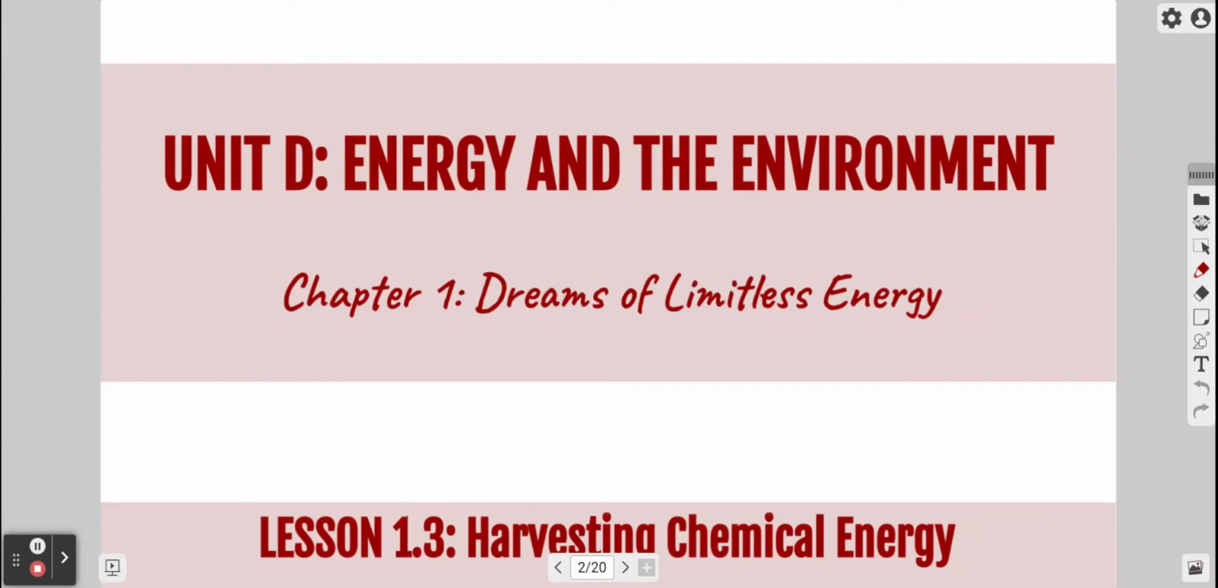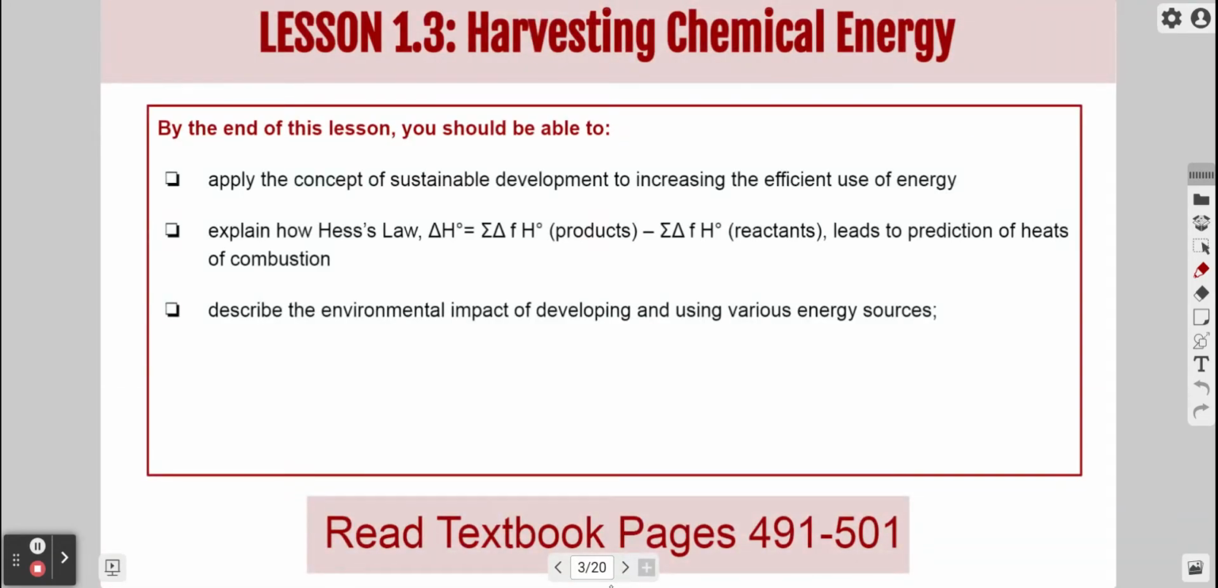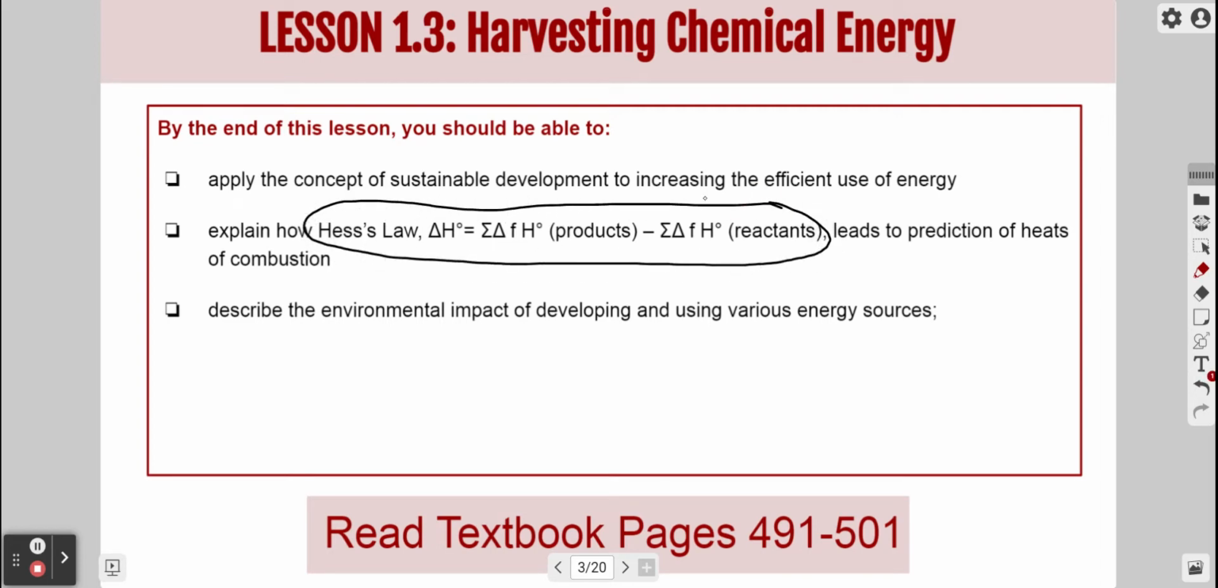Hi, welcome back. This is Unit D still, Chapter 1 and Lesson 1.3, Harvesting Chemical Energy. So the big thing in this lesson that we're going to be looking at, and I'm going to spend the most time on, is Hess's law to figure out how much heat or energy is released from combustion. If you want to read more, there are your textbook pages.